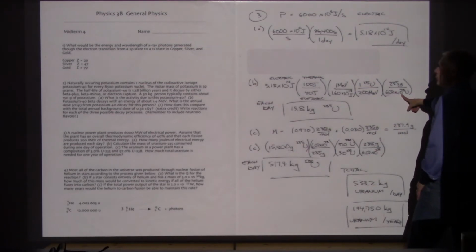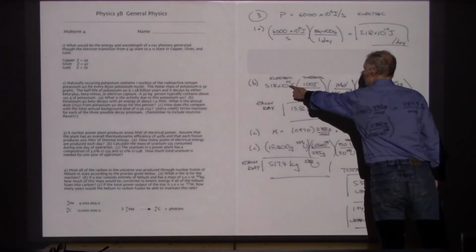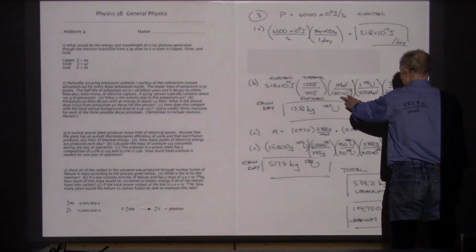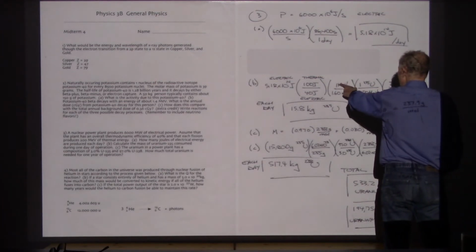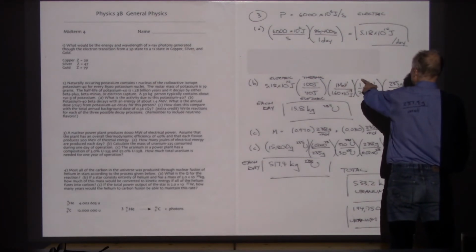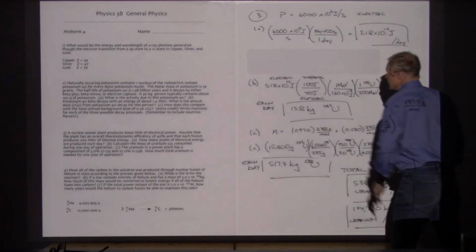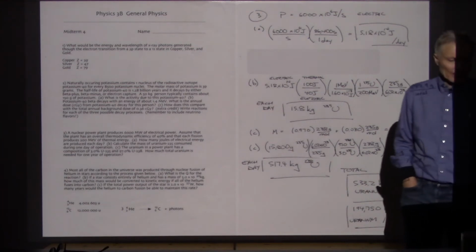This is a mole here. And running through this, let's see what happened here. Joules of electricity canceled joules of electricity. Thermal joules, this is thermal joules. The MeV canceled MeV. The numbers of uranium canceled numbers of uranium. What I ended up with was 15.8 kilograms.